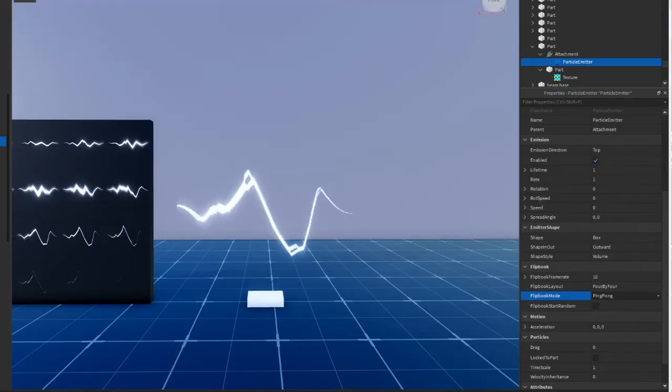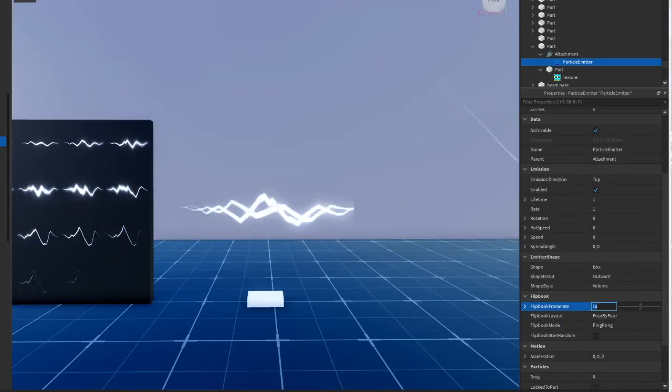Ping pong. This acts similar to loop, but it will play in reverse after each cycle. Each cycle still counts as its own frame count, so if you wanted to bounce back once, you would need to use either 2 times the frame rate or double lifetime.